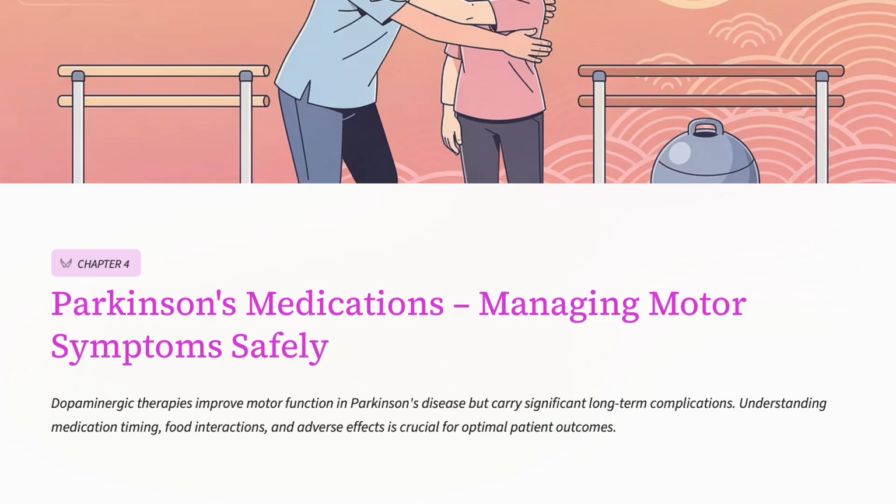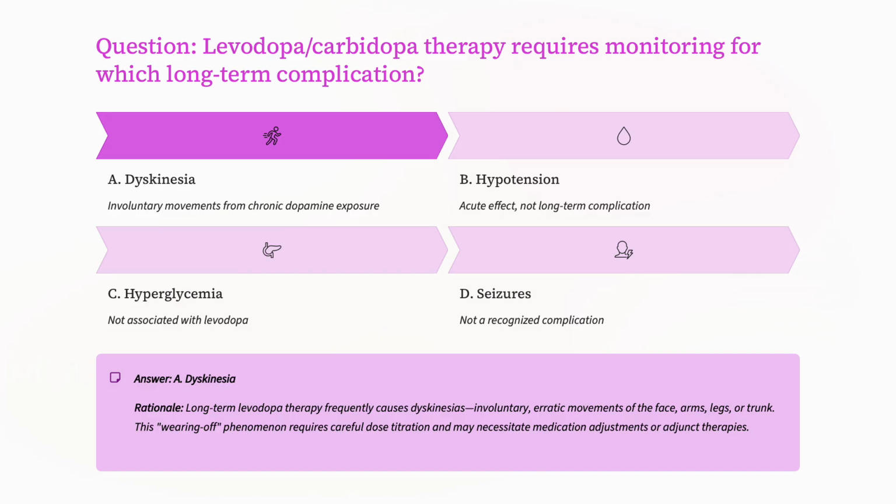Okay, let's look at a Parkinson's medicine now. Levodopa-carbidopa therapy requires monitoring for which long-term complication? So is it dyskinesia, which is those involuntary movements? Is it hypotension, low blood pressure? Is it hyperglycemia, which is high blood glucose? Or is it seizures? So we're talking about Parkinson's and a long-term complication of levodopa.